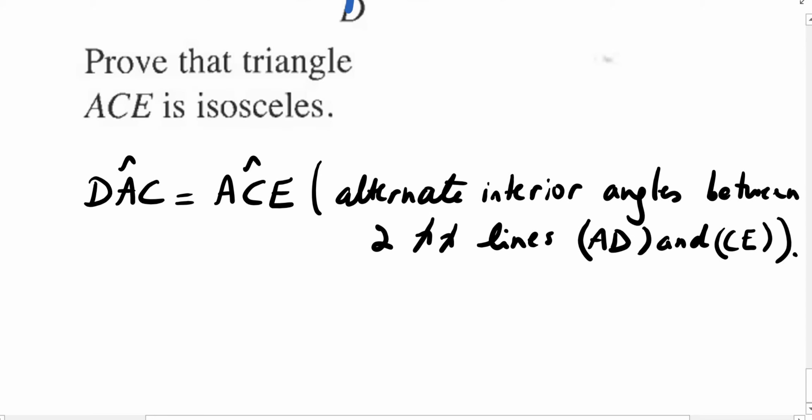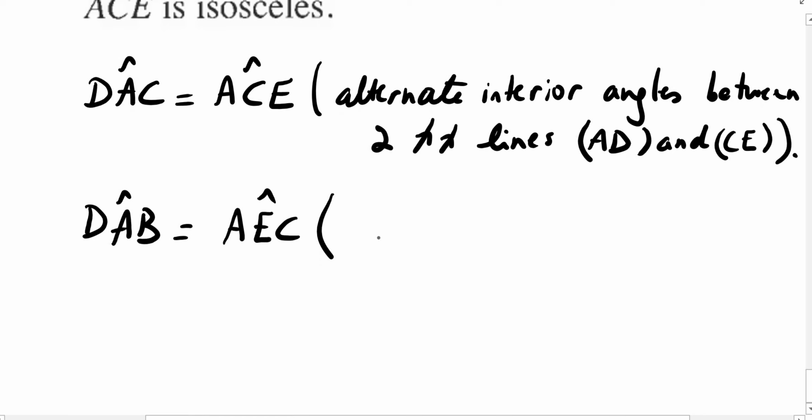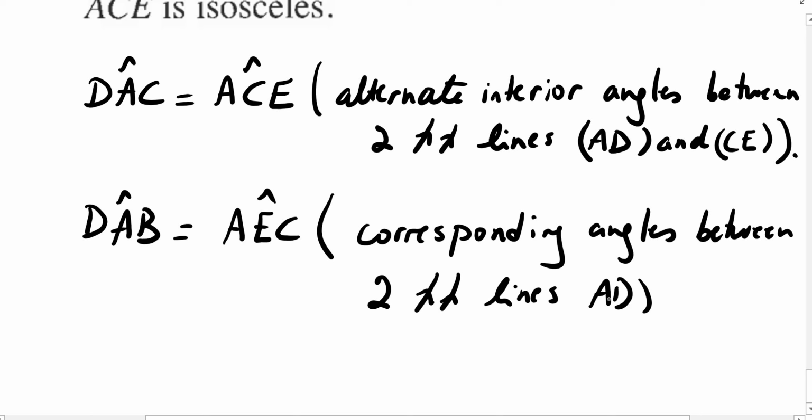The second part, angle DAB equals angle AEC, and the reason is that we have corresponding angles between two parallel lines AD and CE.